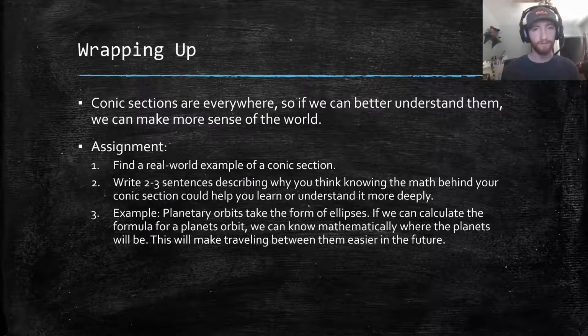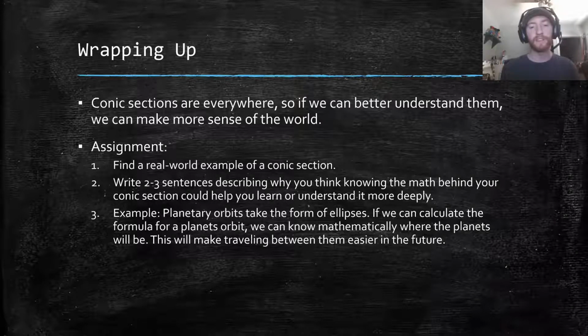So for example, planetary orbits take the form of ellipses. If we can calculate the formula for a planet's orbit, we can know mathematically where the planets will be. This will make traveling between them easier in the future. See, so there's an example. I identified a real-world conic section, and then 2 to 3 sentences just describing if we know how to do the math behind it, how can that benefit us?